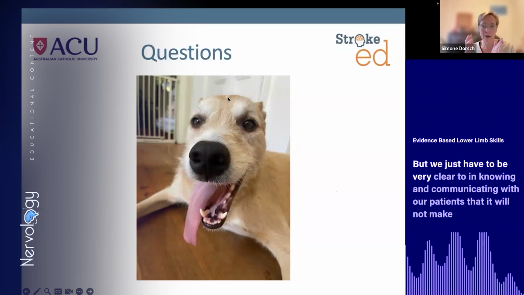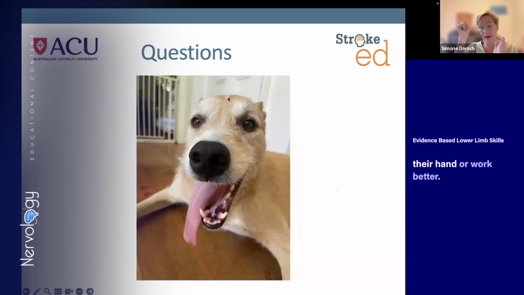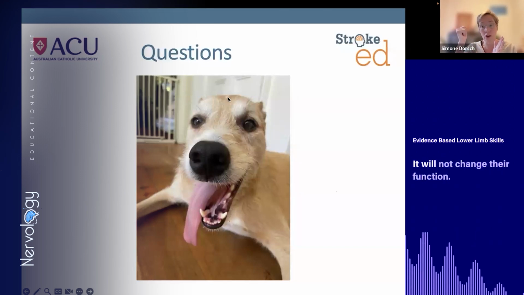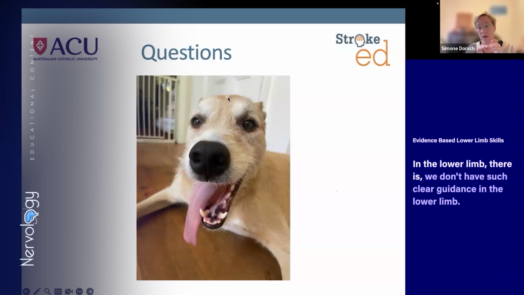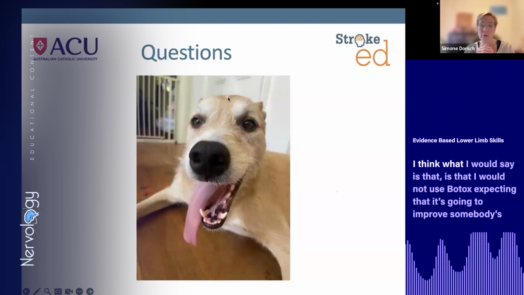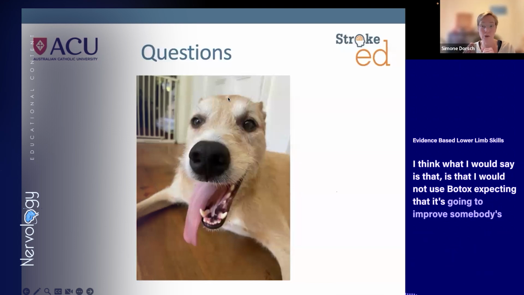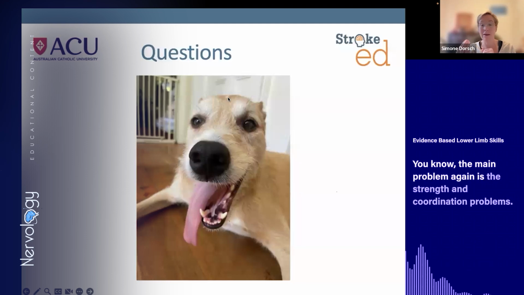But we just have to be very clear in knowing and communicating with our patients that it will not make their hand work better. It will not change their function. In the lower limb, we don't have such clear guidance. I would not use Botox expecting that it's going to improve somebody's walking, because it's not addressing the main problem. The main problem again is the strength and coordination problems.